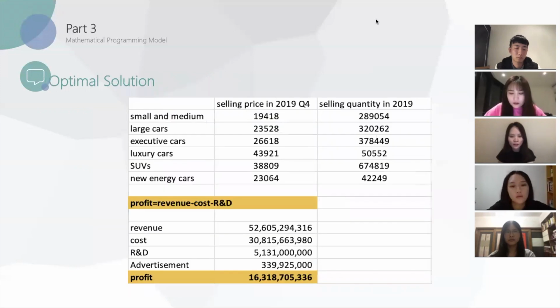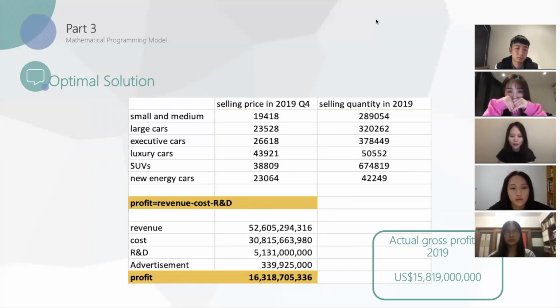Also, we can estimate the revenue, which is US dollar 52.91.605 billion, using the average selling price of each segment of cars in 2019 multiplied by the average actual selling quantity of different car segments in 2019. And then we can get the total profit by subtracting R&D cost and advertising investment cost, which is the average investment from 2015 to 2019.